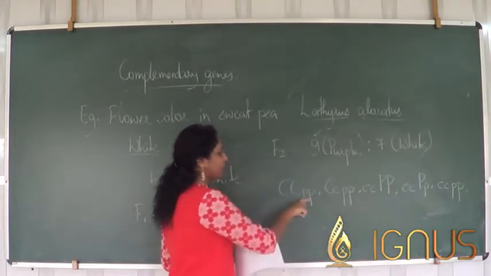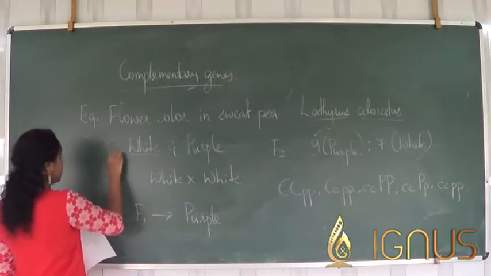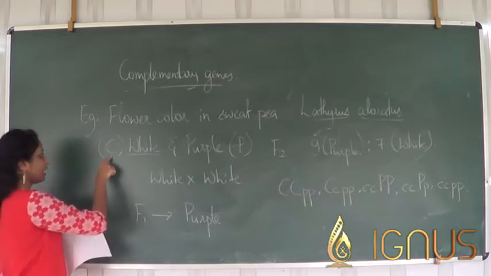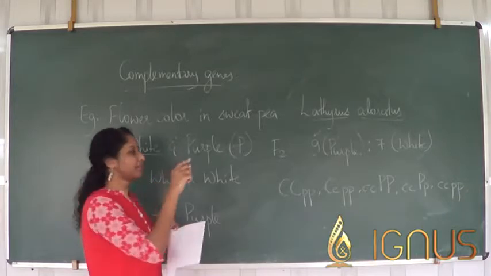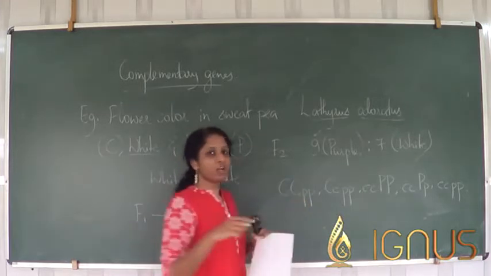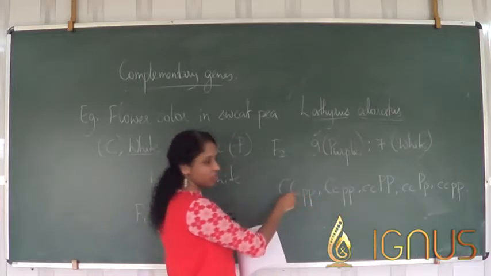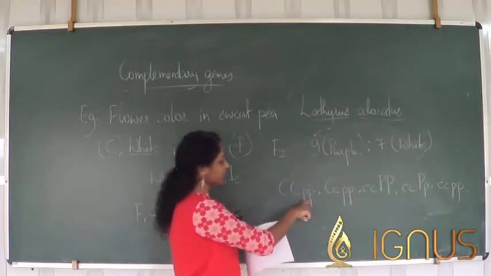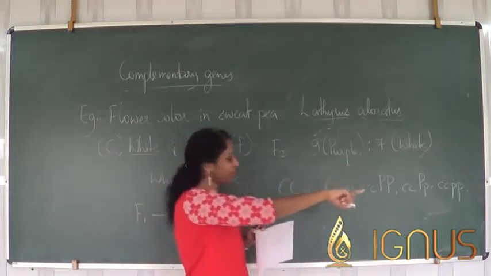So let's say that C represents white and P represents purple. Okay, so C is the gene for white color and P is the gene for purple color, let's say. So if both the genes are not dominant, so you have two genes C and P. Now one is dominant here, but two recessive in the other, so it's not going to give purple color, it's going to give white color.